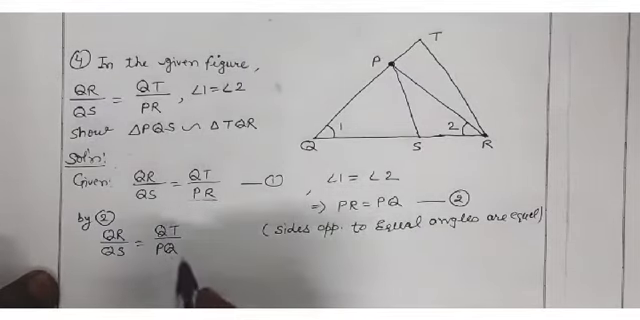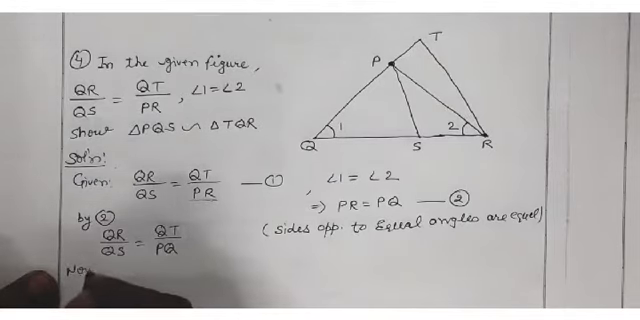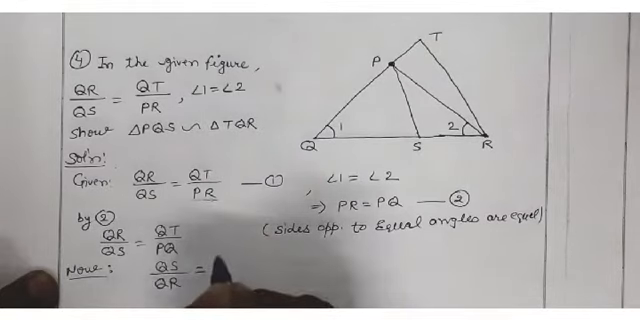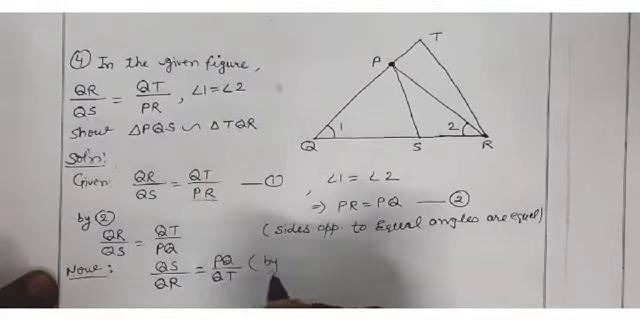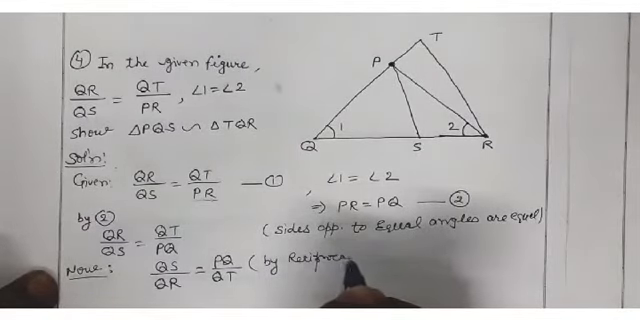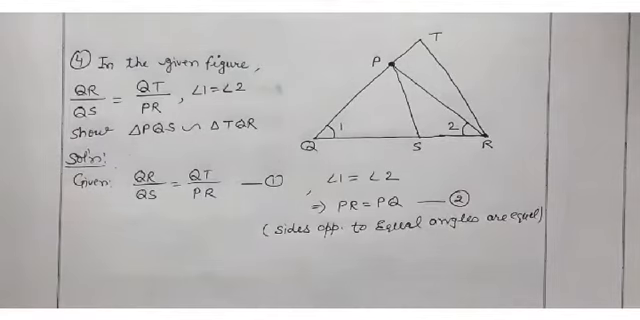After that, now what to do? I am taking the reciprocal. QS upon QR is equal to PQ upon QT by reciprocal.